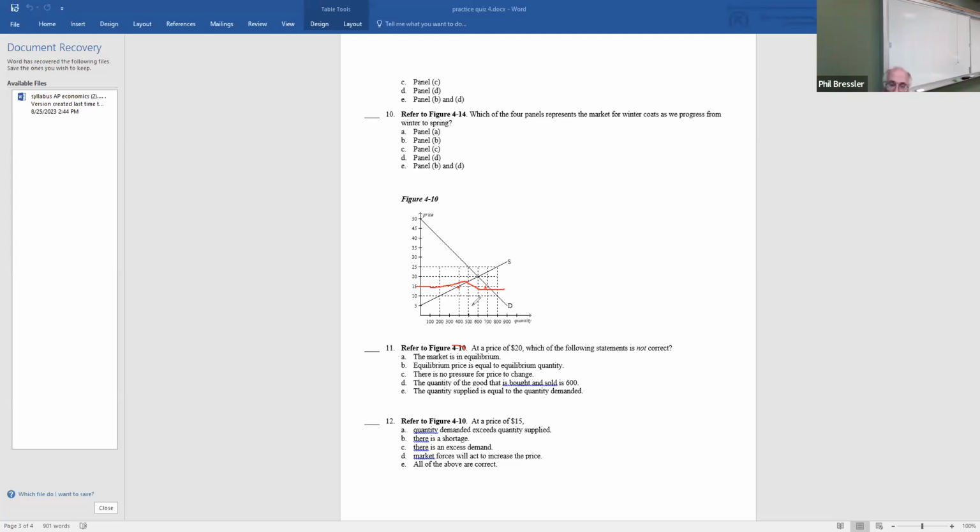Okay, now, what could you expect? I could expect them, instead of asking that, to maybe ask you at 15, what is the shortage? Okay, and you would have to just look down. People are demanding 700 and you have 400. The shortage is 300. They could ask you how much is quantity demanded, how much is quantity supplied. They could pick a different number like 10 and ask you the same questions. So I'd be ready for all those types of questions.